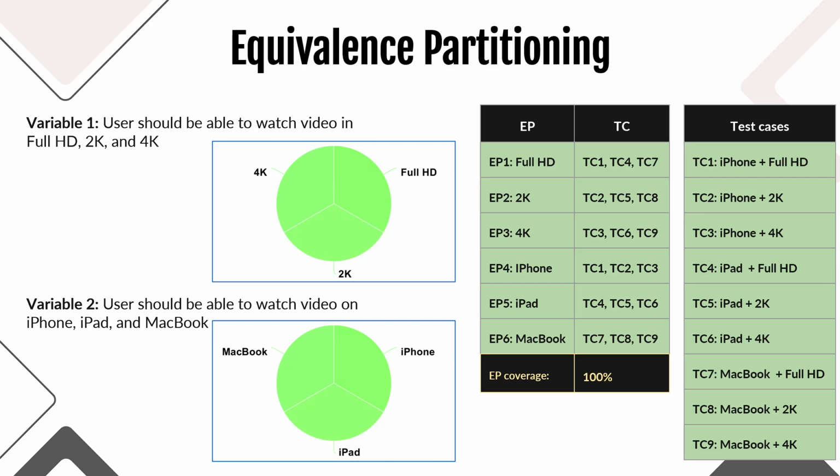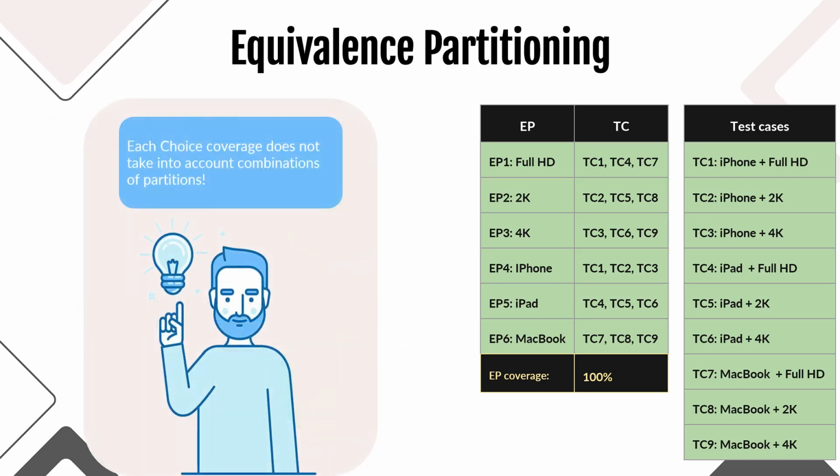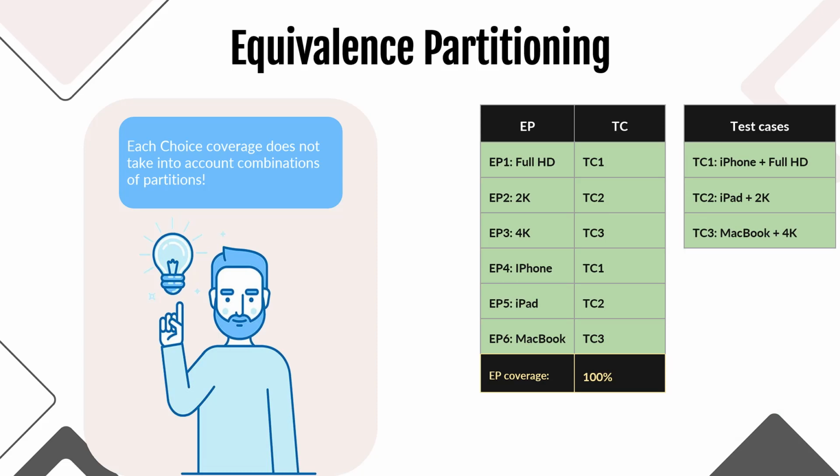But this is wrong. Each choice coverage does not take into account combinations of partitions. You only need 3 tests to cover 6 equivalence partitions. Full HD resolution on iPhone, 2K resolution on iPad, and 4K resolution on MacBook, or any other combinations. This is not important because if you use the equivalence partitioning test design technique, your task is to test all equivalence partitions, not their combinations.